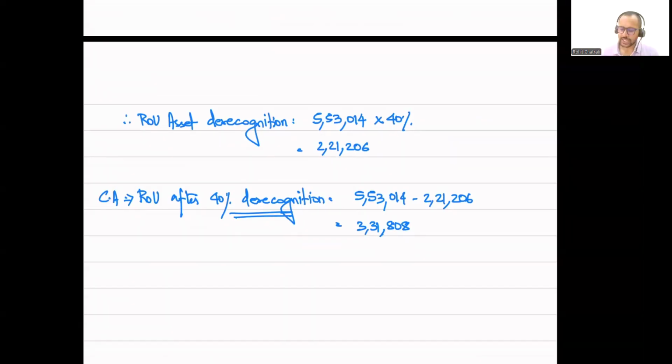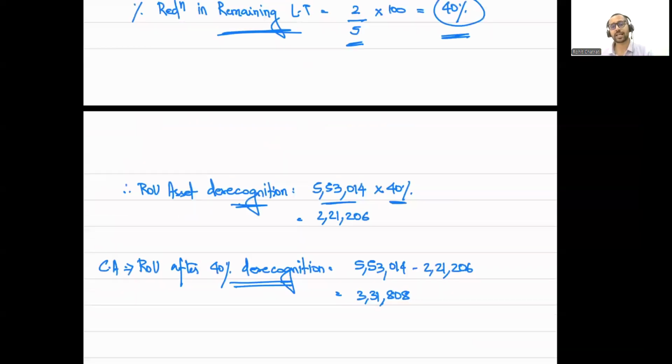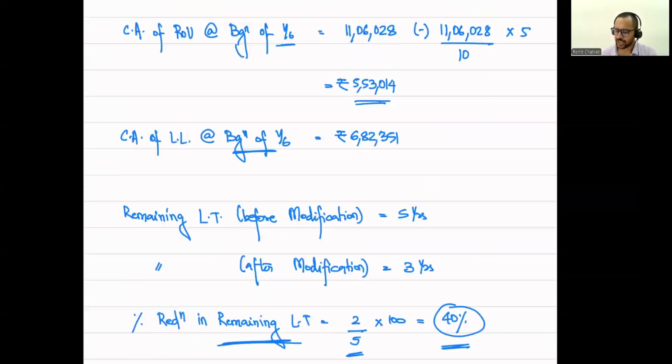Now, just like how we calculated the ROU derecognition as 5,53,000 multiplied by 40 percent, can we also calculate the lease liability derecognition as 6,82,000 multiplied by 40 percent? The answer is no. In the previous illustration, we did it that way, where we took the carrying amount of lease liability multiplied by 50 percent. But we cannot do the same in this case. We cannot calculate the lease liability derecognition amount as 6,82,351 multiplied by 40 percent.